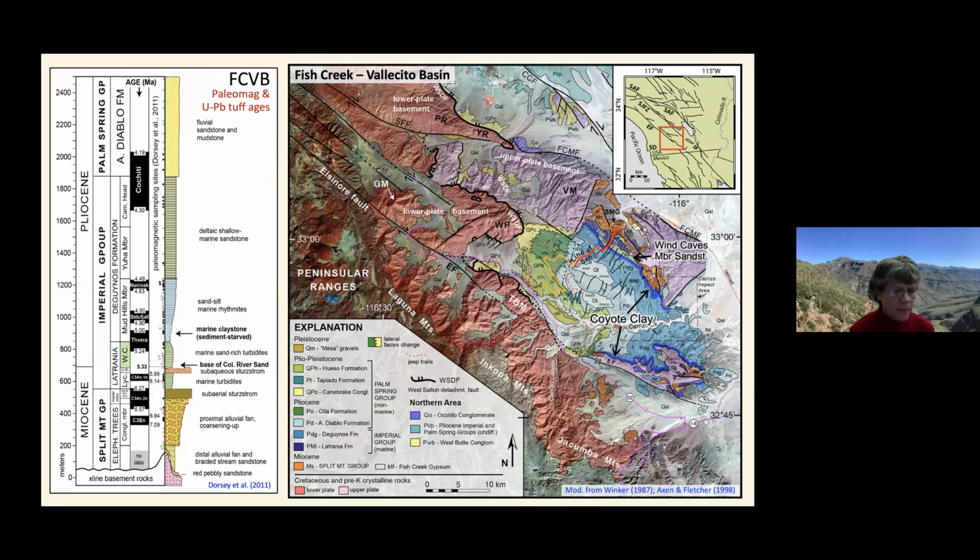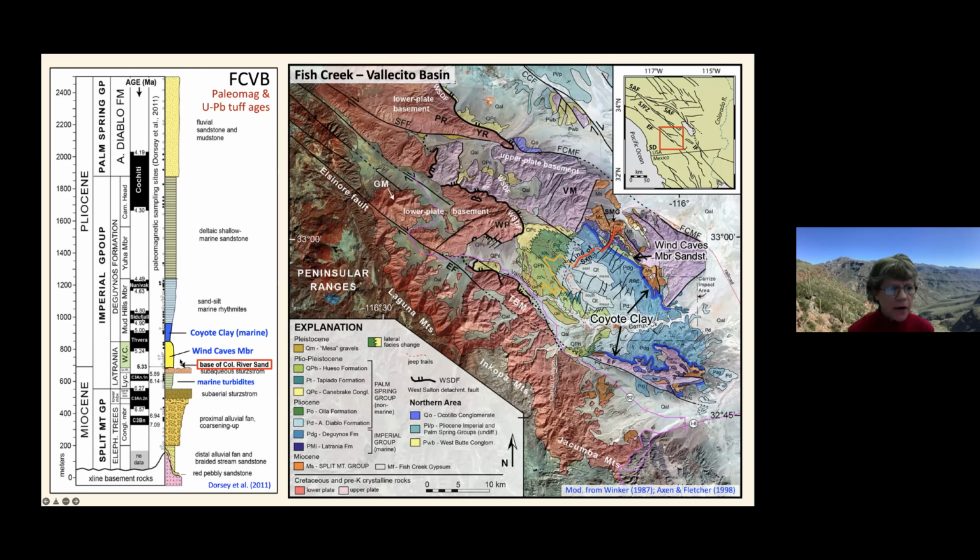And so the base of this section starts at about 7 or 8 million years ago with alluvial fan conglomerates, and those are directly overlain by marine turbidites. And there's a second sturzstrom here, and then that's overlain by the Wind Caves member of the Latrania Formation, which includes the earliest and oldest Colorado River sands right there at the base of the Wind Caves member. It passes up into the Coyote clay.